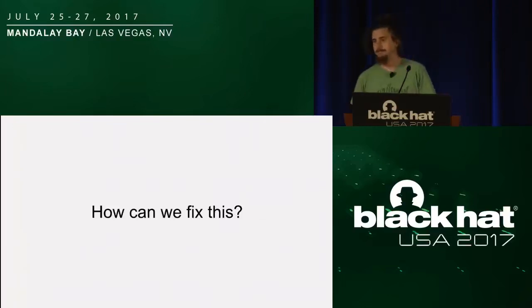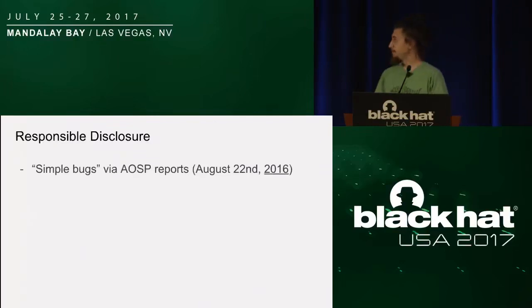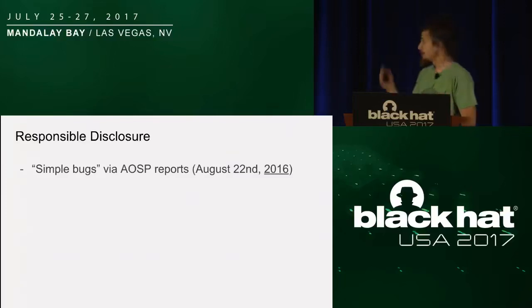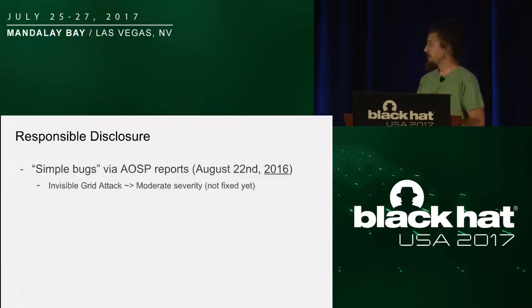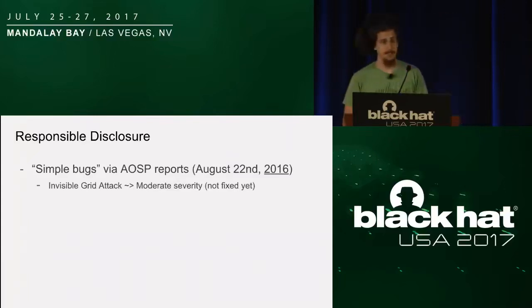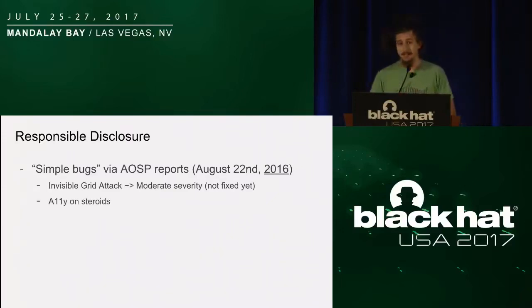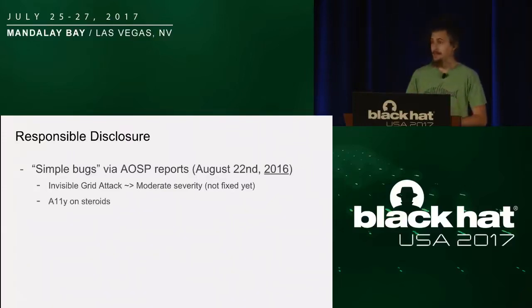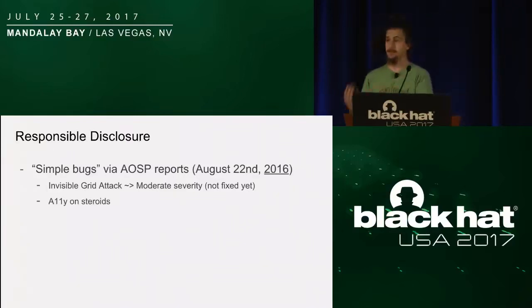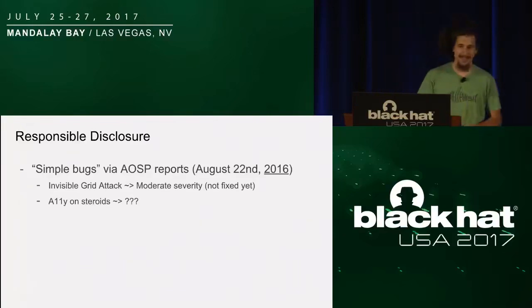Now, how can we fix this? The first thing we did was to report the simple bugs we have through AOSP issues. This was August 2016. And the first one we reported was the invisible grid attack, and it was recognized as an actual bug. Unfortunately, it is not fixed yet. We reported also the accessibility service, that we can do a number of bad things, for example, stealing passwords, while documentation says we cannot do this. And it was quite tricky to have a discussion with them.